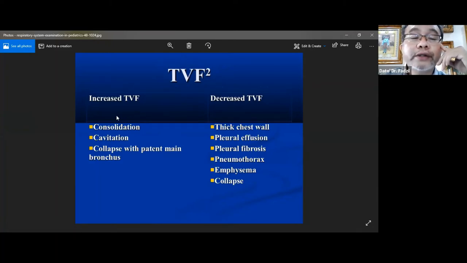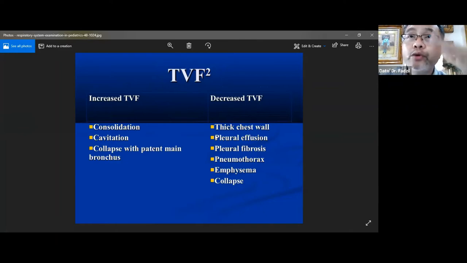Then vocal fremitus. Vocal fremitus increases in these conditions: consolidation, collapse. But it decreases in these conditions: pleural effusion, pneumothorax, emphysema. Usually you ask the patient to say 99 because you want the high frequency. You do it in the upper, mid, and lower zones.